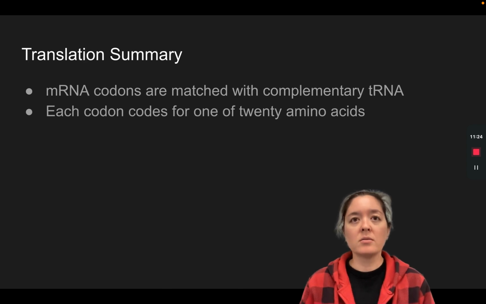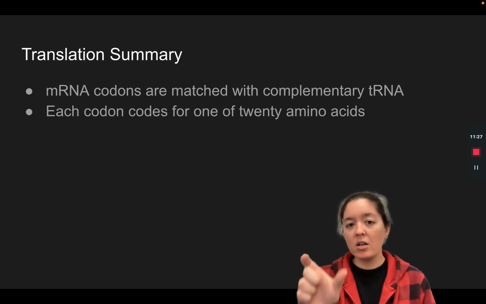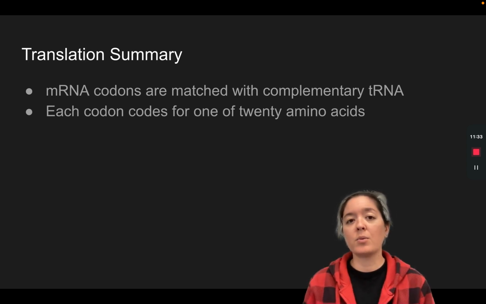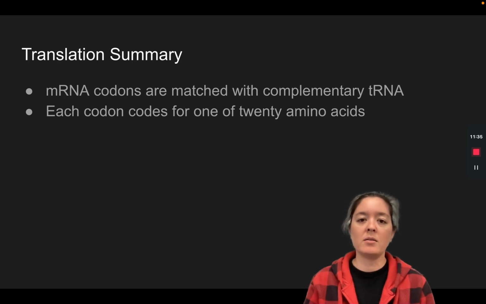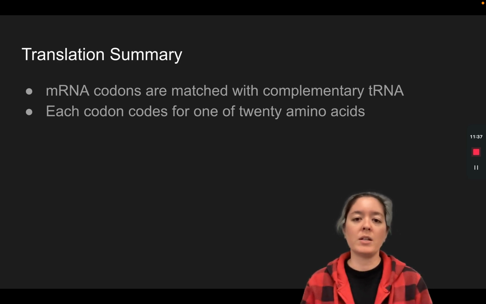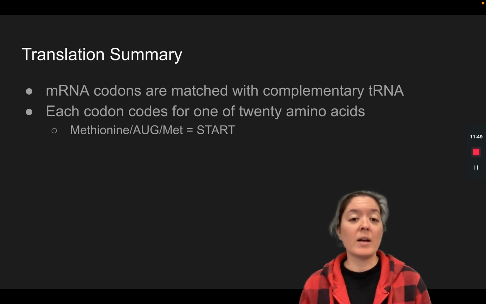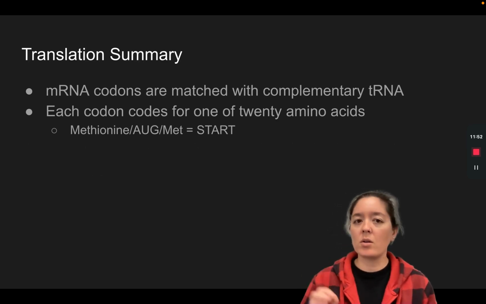Each codon, that set of 3 nucleotides, codes for one of 20 amino acids. There are lots of different combinations of those nucleotides, so we have redundancies or repeats of those codes for each amino acid. Important codes to know are the methionine or AUG start codon. We also have those stop codons, but the start codon is the most important.